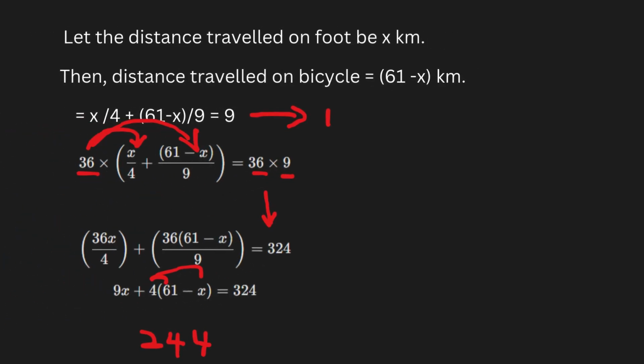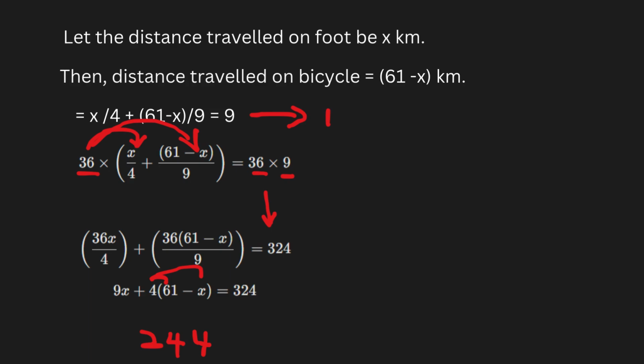First, we will define the variables. Let x be the distance travelled on foot. The total distance travelled given was 61 km. So, the remaining distance which was travelled by bicycle can be written as 61 minus x kilometers. Next, we can define the time taken.